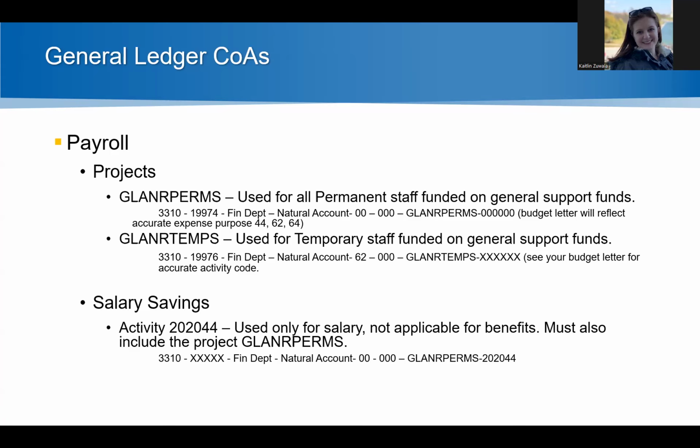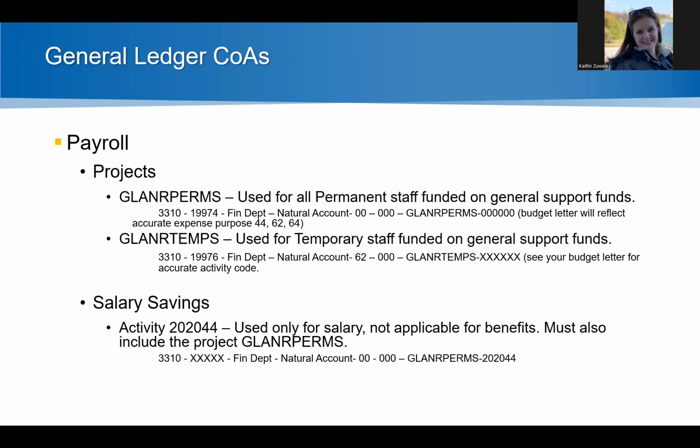00, that is for the purpose. 000 is the default program. And then, of course, your GL project, GLANR PERMS, and then the default zeros for your activity code. The budget letter is going to reflect the accurate expense purpose, so that'll be different based on your budget letter. So right after the natural account, those 2 zeros, those are either going to be 44, 62, or 64.